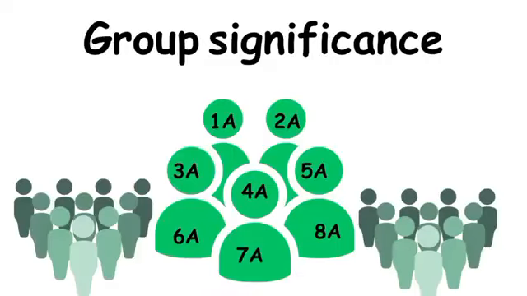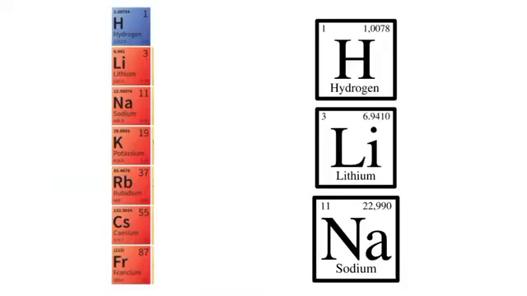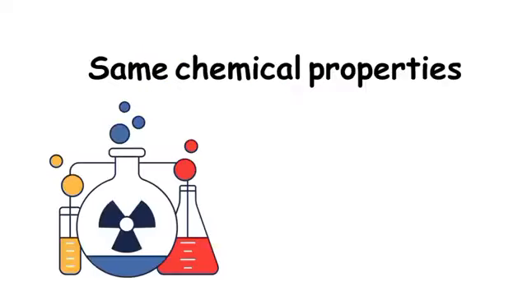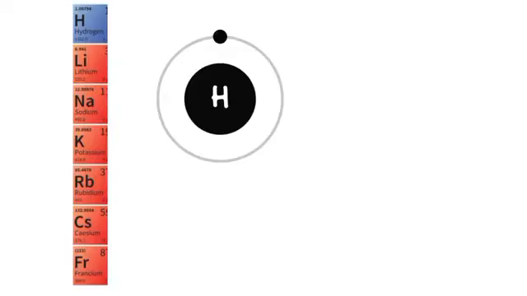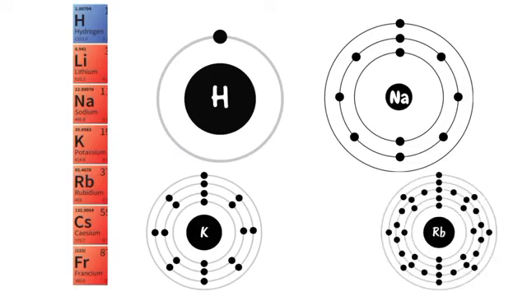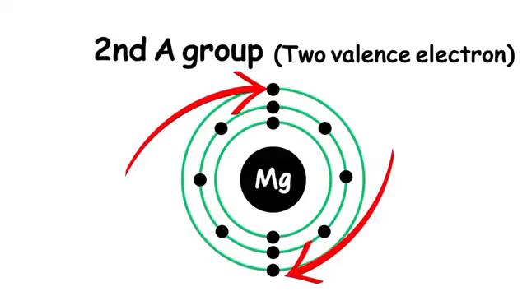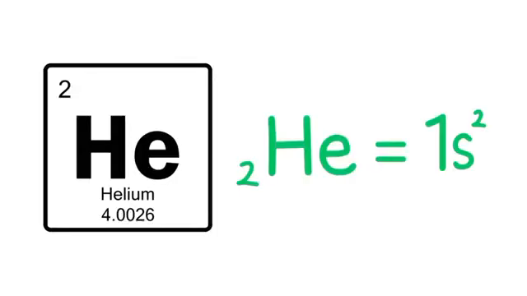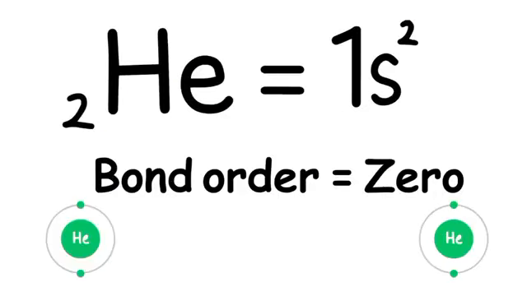Groups, significance. All the elements which are placed in a single group have same electronic configuration and also possess the same chemical properties. For example, if I say group first elements, then it means all those elements which have one valence electron in their outermost shell. And similarly for every normal group from first to 8, except helium, which follows duplet rule and is noble gas.